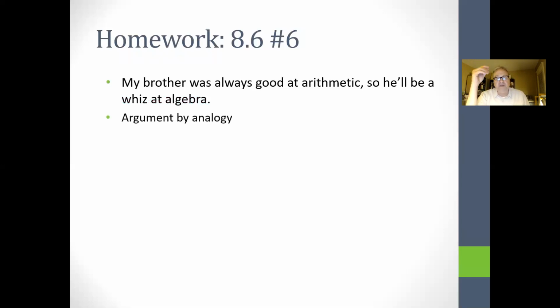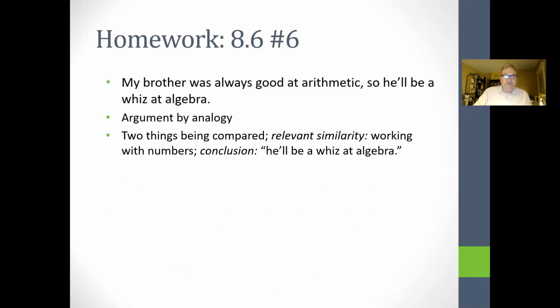So this is definitely an argument by analogy. Two things are being compared here. It looks like the brother is good at numbers, in arithmetic, so he'll probably be really good at algebra. So that's what seems to be compared. There's two things being compared. Again, the relevant similarities are the numbers or the math that's being done. The conclusion is he'll be a whiz at algebra, and it looks like a weak argument to me.